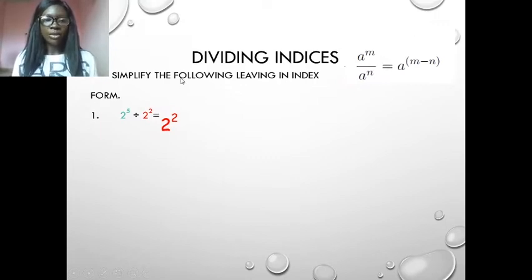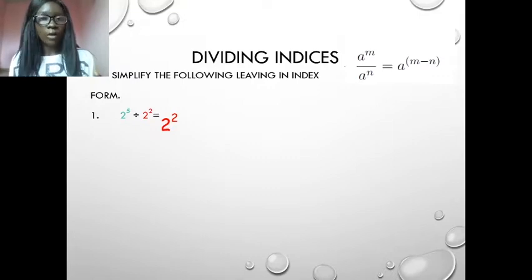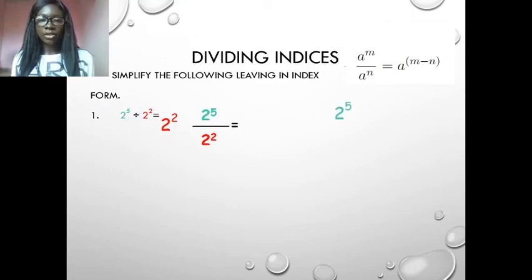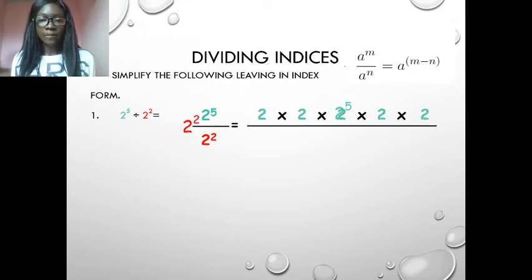So let's see an example. Simplify the following, leaving the answer in index form. So we have 2 to the power of 5 divided by 2 to the power of 2. So yeah, we're going to make use of the normal way that we have, before we make use of our law. Alright, so this is 2 to the power of 5 divided by 2 to the power of 2. And this equals to 2 to the power of 5, meaning that we are writing 2 five times, right? And we are writing the denominator 2 to the power of 2, two times.